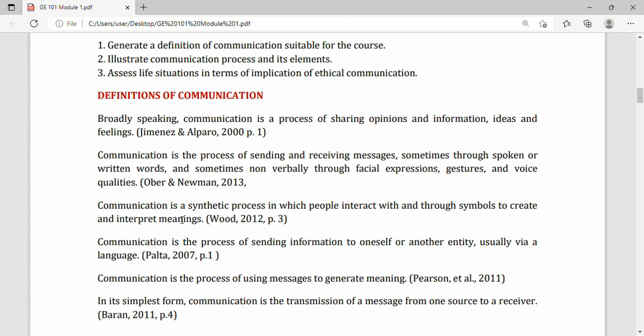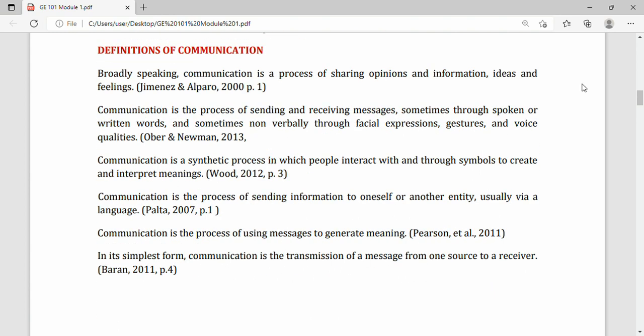Number 3, communication is a synthetic process in which people interact with and through symbols to create and interpret meanings. Next is communication is the process of sending information to oneself or another entity, usually via a language. Number 5, communication is the process of using messages to generate meaning. And lastly, in its simplest form, communication is the transmission of a message from one source to a receiver.